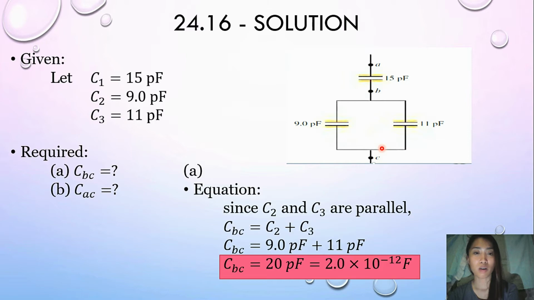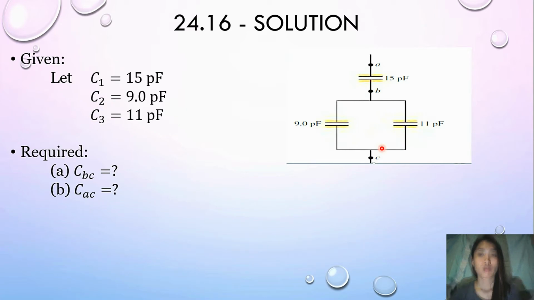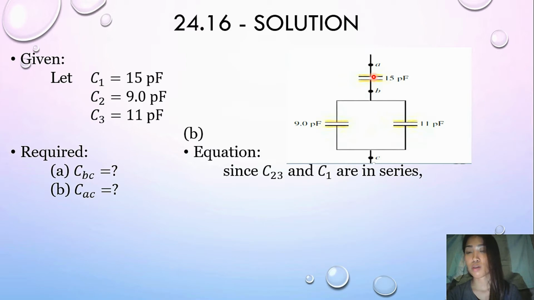So let us now solve for the capacitance between A and C. Since we already got the equivalent capacitance of 2 and 3, it will now be connected in series with capacitor 1. We can use equation 24.5 to replace them with their equivalent capacitance for the system, C_AC. So that will be solved using this equation: 1 over C_AC equals 1 over C23 plus 1 over C1.